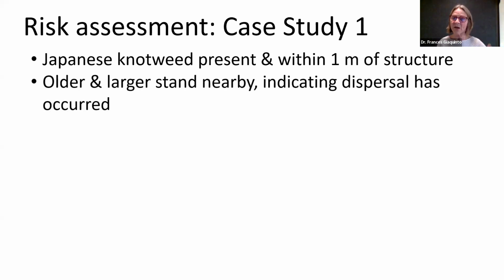The second one, there's an older and larger stand. In that previous photograph, I showed you that big stand. So now you know that dispersal has happened. This is an old factory building, so it's probably from the movement of soil, it's probably from vegetation clearance, it's probably from people not realizing they had Japanese knotweed and what the problem was. Regardless, it's dispersed. That creates an alarm bell.